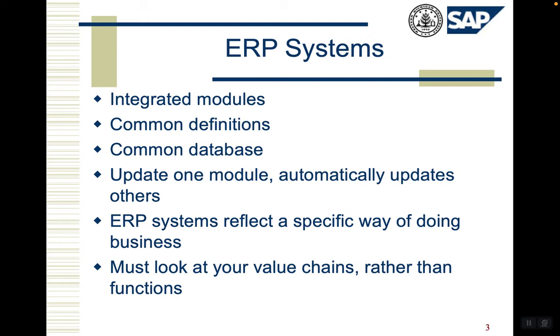All right. And the idea is that an ERP system reflects a specific way of doing business. So part of an implementation of an ERP system is aligning the way the business operates with the capabilities of this integrated system. All right. So this a lot of times requires a fundamental shift from looking at things in terms of functions to looking at things in terms of value chains, which is focused on the end-to-end execution of a process.